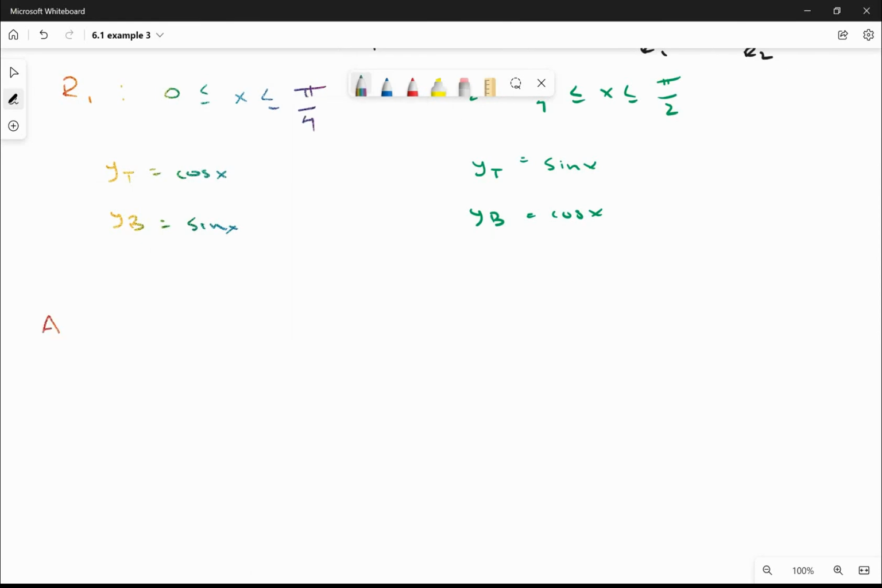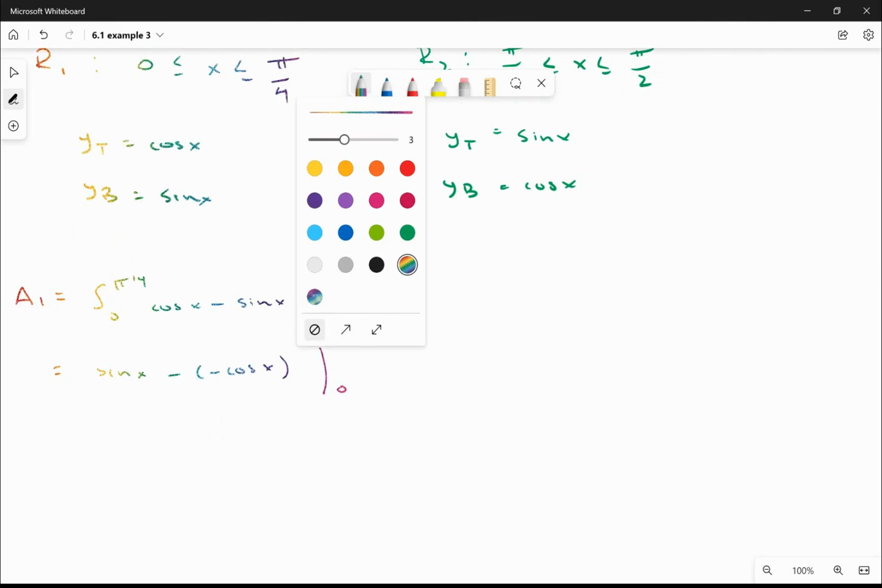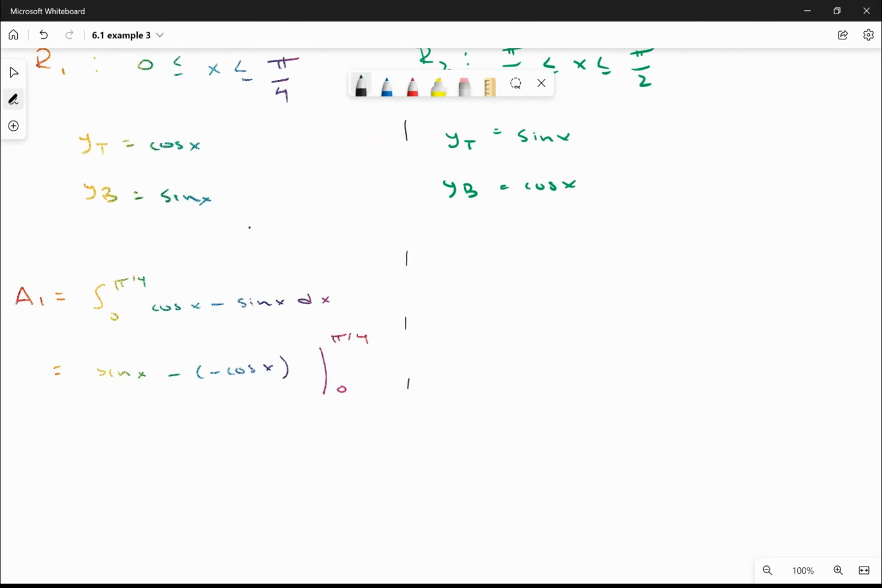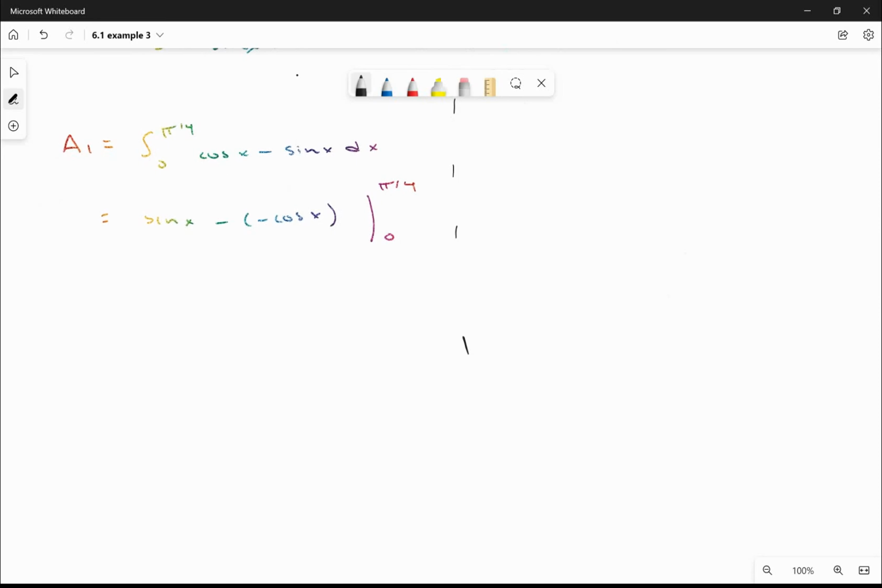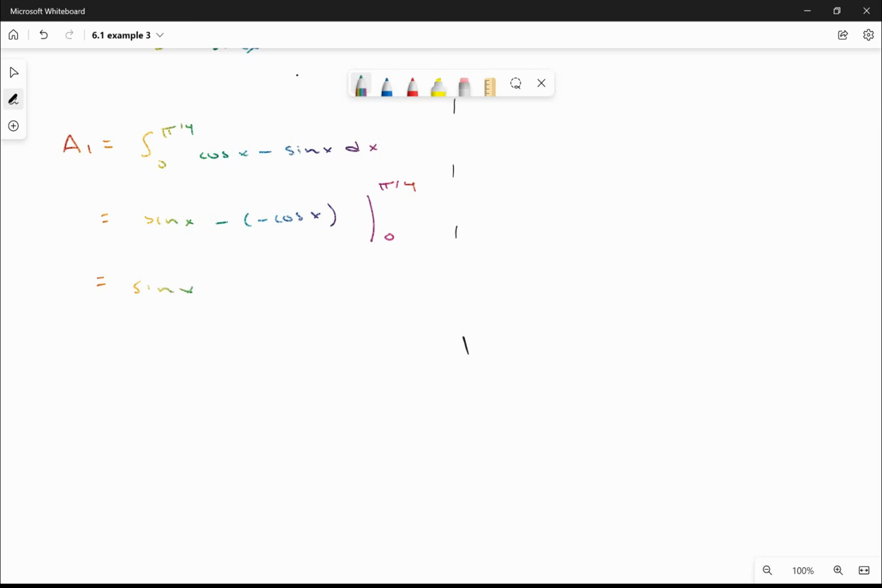We have A1 is equal to the integral from 0 to pi over 4 of yt minus yb. So that's cos x minus sine x dx. The integral of cosine is sine x, and the integral of sine is negative cos x, and we're evaluating from 0 to pi over 4. Let's just draw a little line here so we can keep our work separate for each region. Evaluating this, first thing we could do is at least write this as sine x plus cos x.